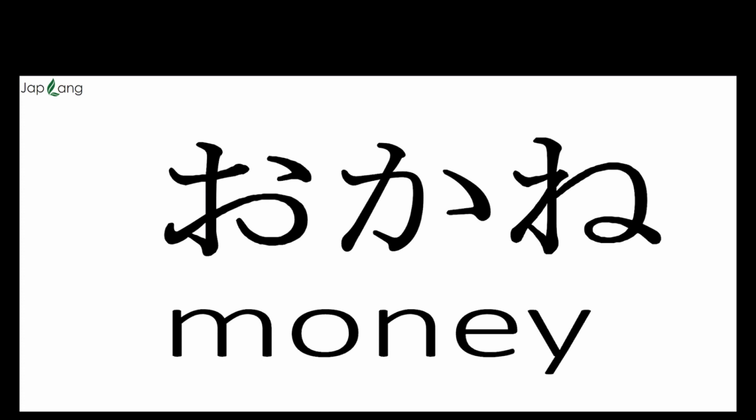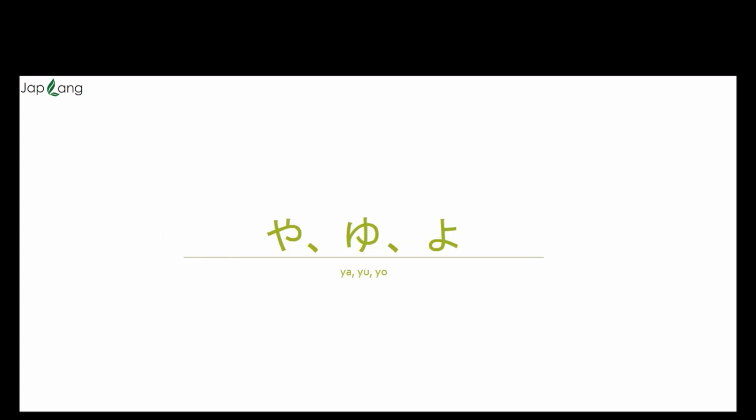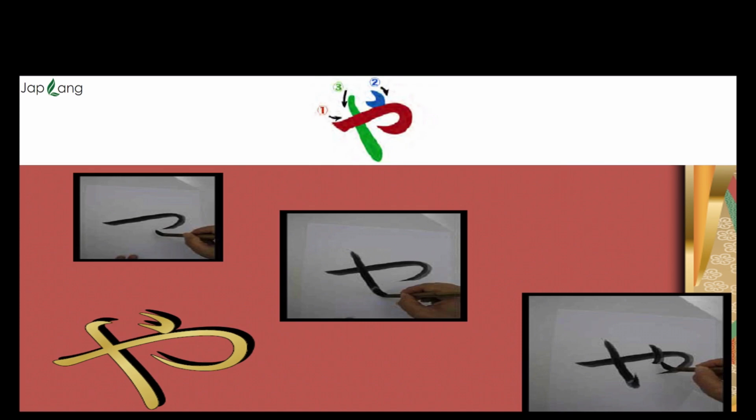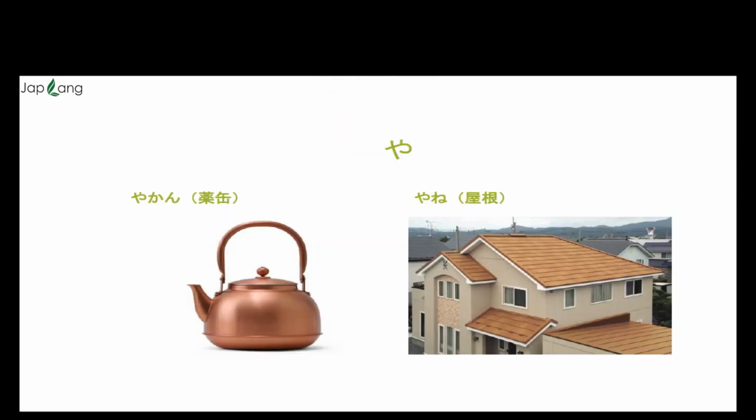Now we move to the next group. We will be learning the next 3, that is ya, yu, yo. Ya, as in yak or yard, it's sound number 36. It has a 3-stroke order. Please pause the video and practice on a sheet of paper. Ya is yakan, kettle, and yane is roof.